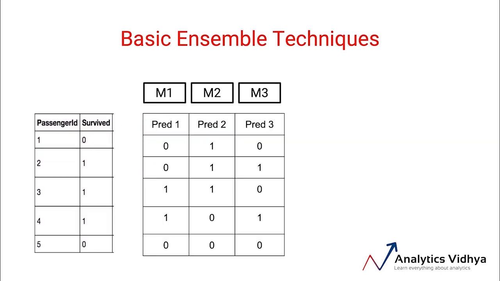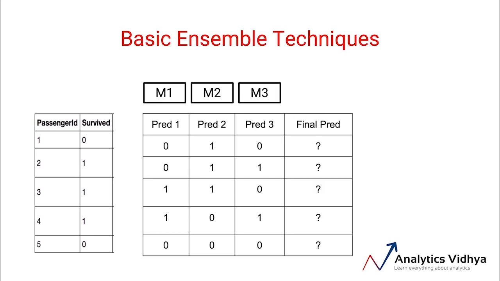This table shows you different outcomes from each of these models. What this means is model 1 says that the passenger with passenger ID 1 did not survive the Titanic tragedy, whereas model 2 says he or she survived. And model 3 again says that the passenger did not survive. So let's say these three models have their individual predictions, and we want to combine them to come up with a final prediction. So how do you do that?